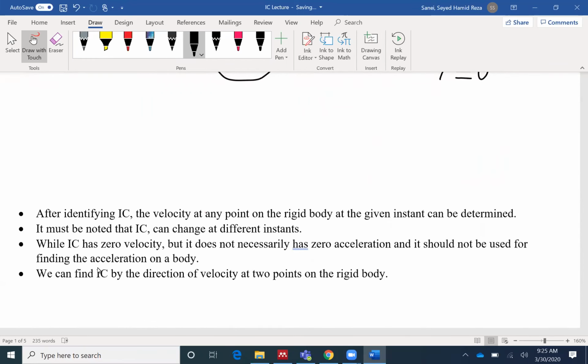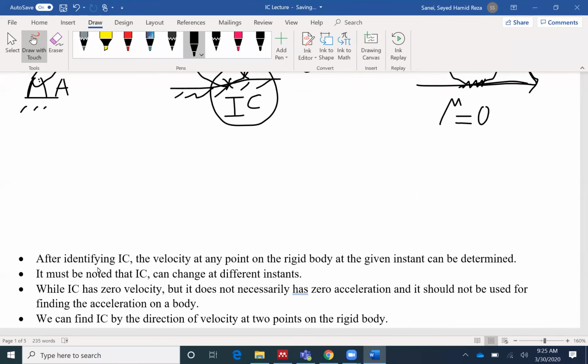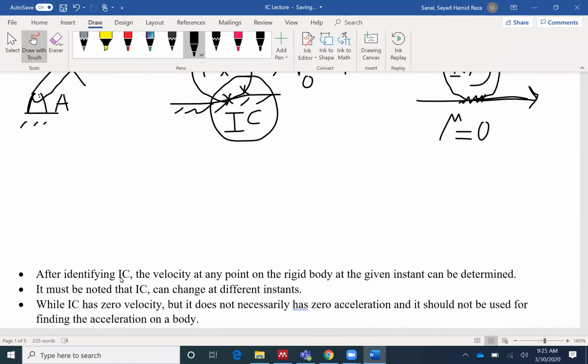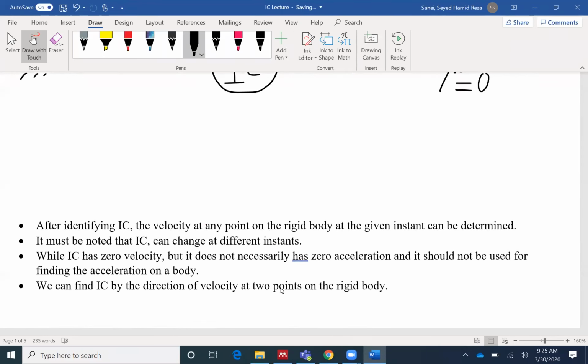So if you're just going to put into words what we talked about, after identifying IC, the objective is to find the velocity at any point on the rigid body at that given instant. And IC is not constant, it can be changed at different times. And we need to pay attention to use the concept of IC for velocity, and we can't use it for acceleration.